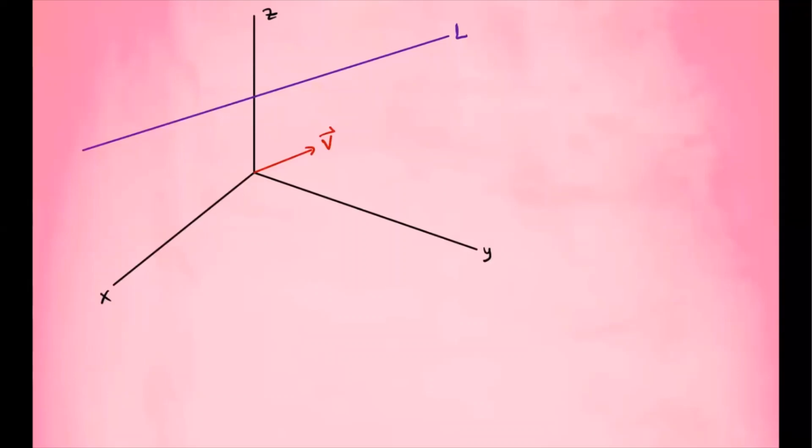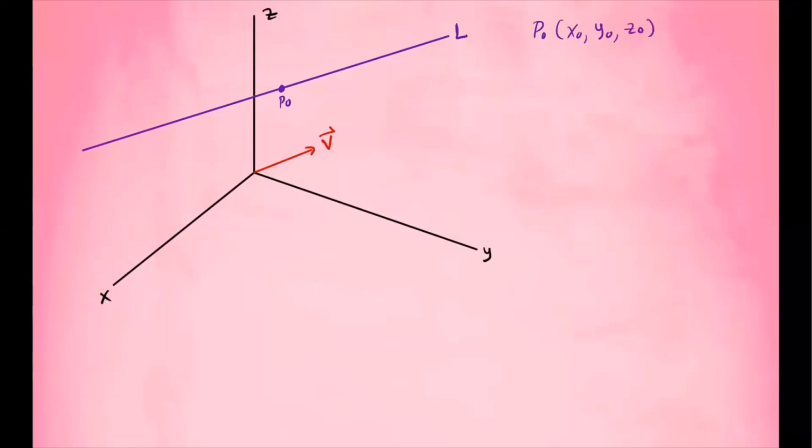Now let's discuss lines in space. So we want to find the equation of this line. So we're going to need two things. We're going to need a point on the line. Let's call this a point, say P0. That's a point on the line, which will have the coordinates x0, y0, z0.